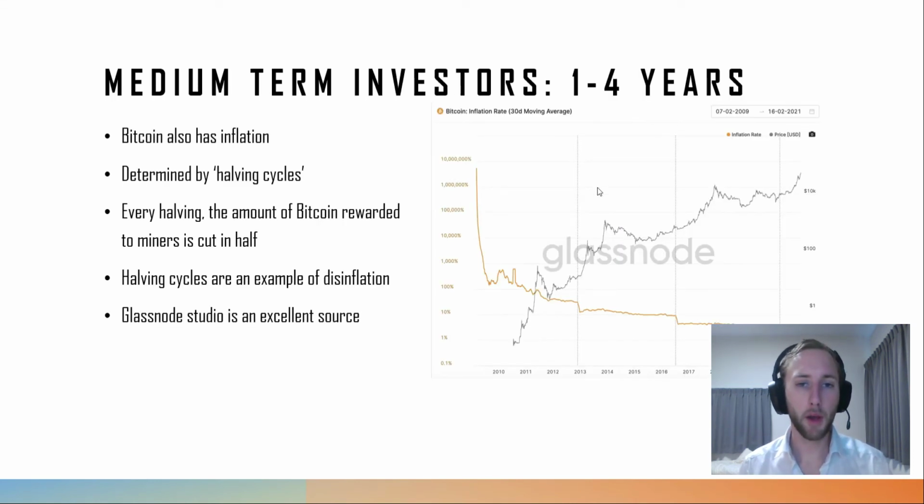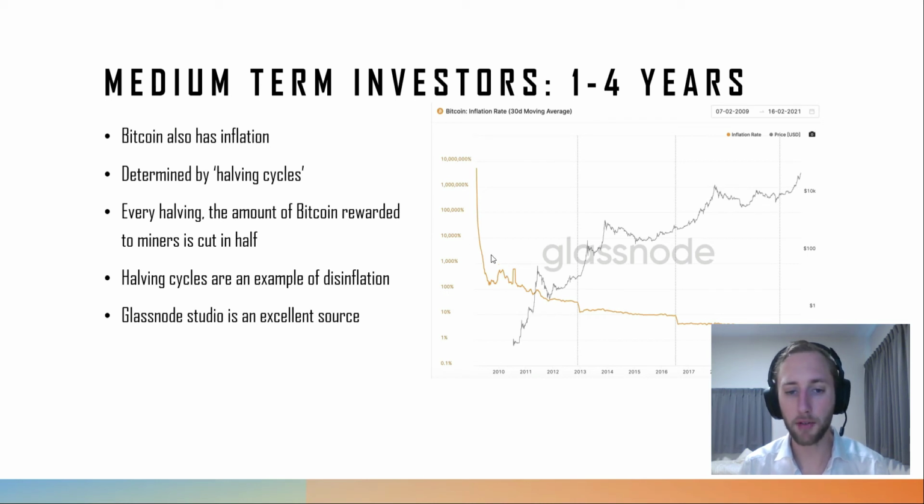Moving on, we have arrived at medium-term investors. These are investors that have a shorter time horizon, perhaps 1 to 4 years. As a medium-term investor, one of the most important metrics is the halving cycle. I mentioned these halving cycles before, but just to reiterate, every 4 years, the amount of Bitcoin issued is cut in half. This means the inflation of Bitcoin is also cut in half. And you can clearly see that on this line right here.